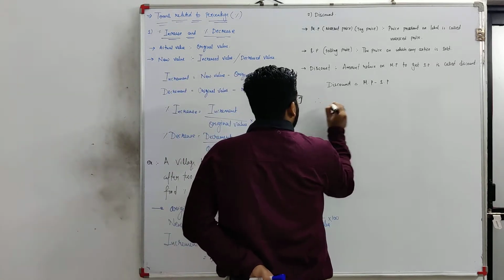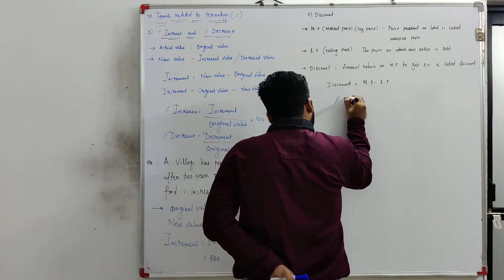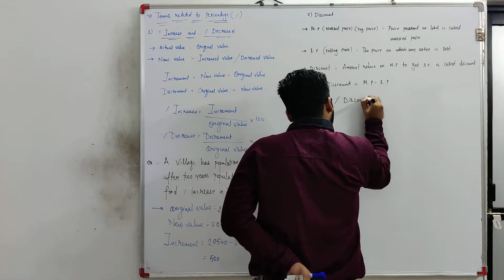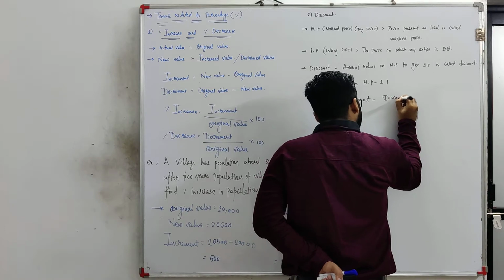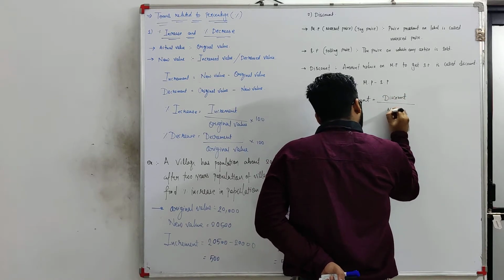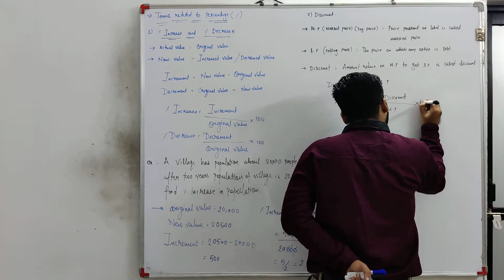So therefore we can say percentage discount is equal to discount divided by mark price into 100.